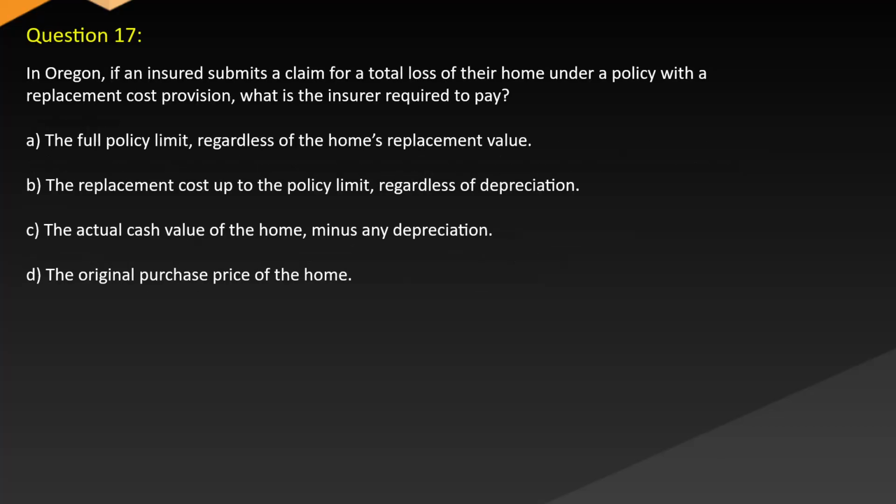Question 17. In Oregon, if an insured submits a claim for a total loss of their home under a policy with a replacement cost provision, what is the insurer required to pay? A, the full policy limit regardless of the home's replacement value. B, the replacement cost up to the policy limit regardless of depreciation. C, the actual cash value of the home minus any depreciation. D, the original purchase price of the home.